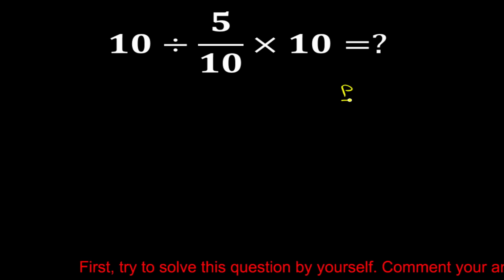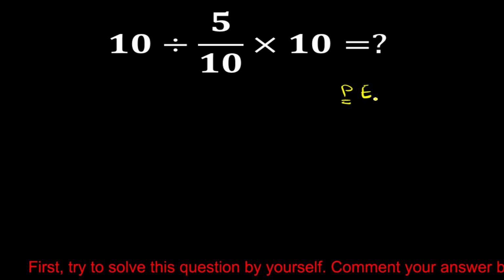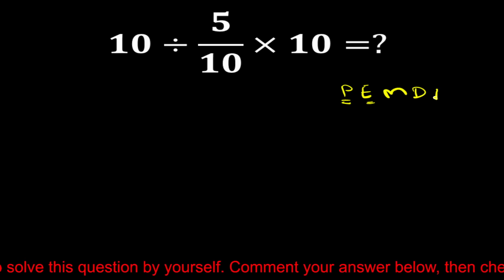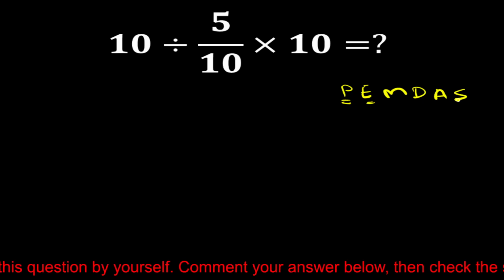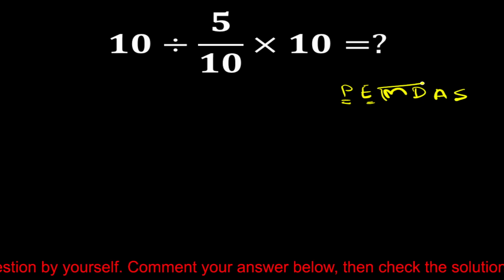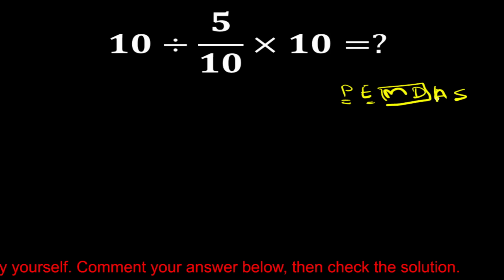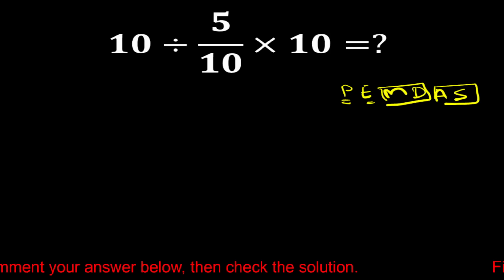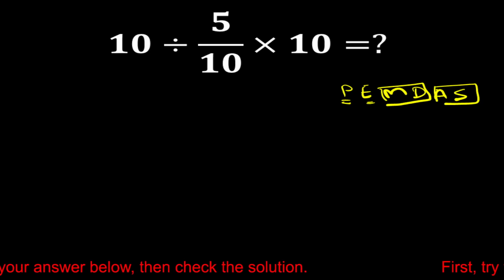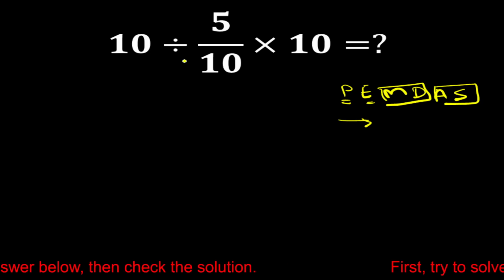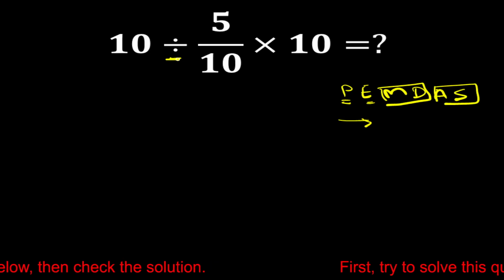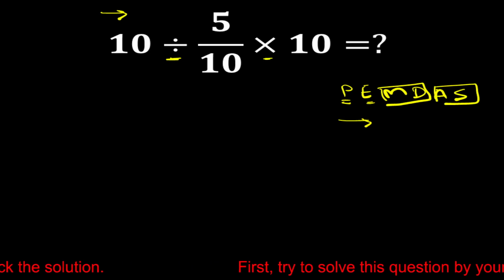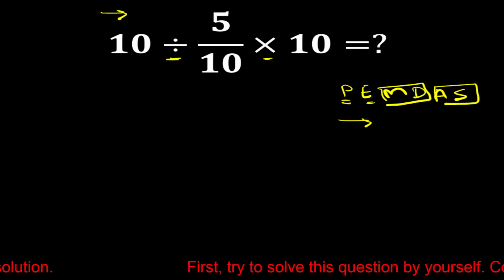So PEMDAS means P means parenthesis, E means exponent, M means multiplication, D means division, A means addition, and S means subtraction. So here multiplication and division have the same priority, and here addition and subtraction have the same priority. Okay. Therefore, multiplication and division have the same priority, so we have to solve it from left to right. So here first we have to solve division, and then we have to solve multiplication, because we have to solve left to right. Okay.